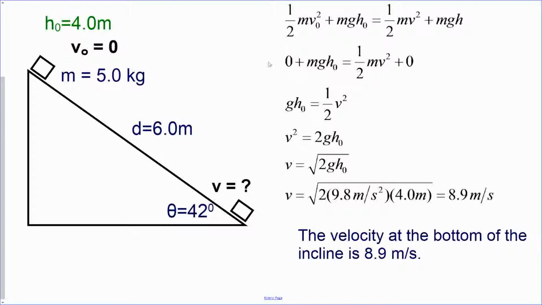Notice here that my initial kinetic energy is 0, my final potential energy is 0, and that gives us v squared equals 2gh. If I take the square root of both sides, I end up with 8.9 meters per second. The velocity at the bottom of the incline is 8.9 meters per second. The direction is going to be down and at an angle. So when we say the velocity is 8.9 meters per second, we have to keep in mind that there is the direction, and that's the direction into the ground.